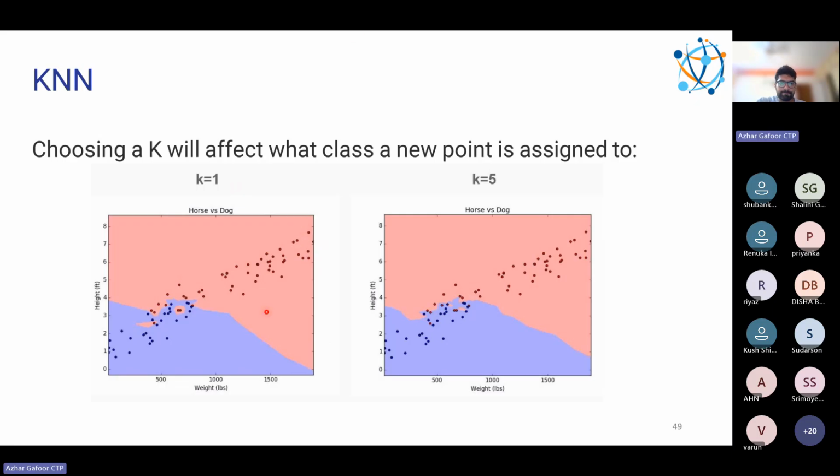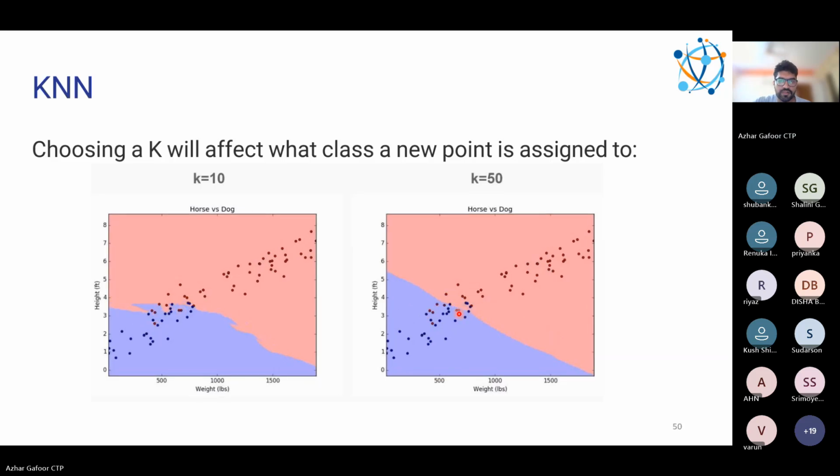So here, if you see how K is going to affect. K equal to 1. If we train our model with K equal to 1, we can see that here the range in the intersection changes. So some of the points are classified as dogs, and some of them are not. Now, if we increase K, we can see how the decision boundary changes.